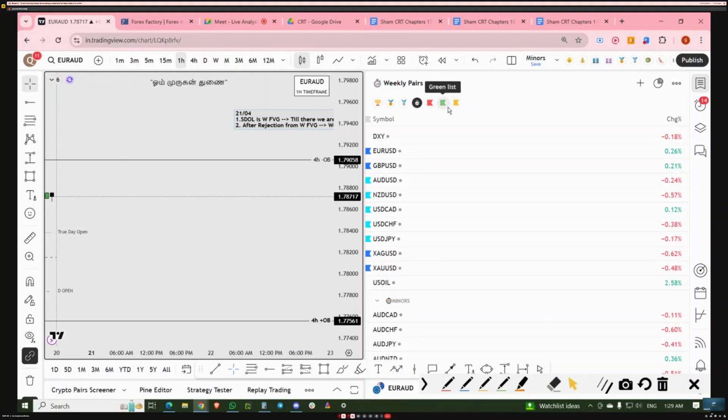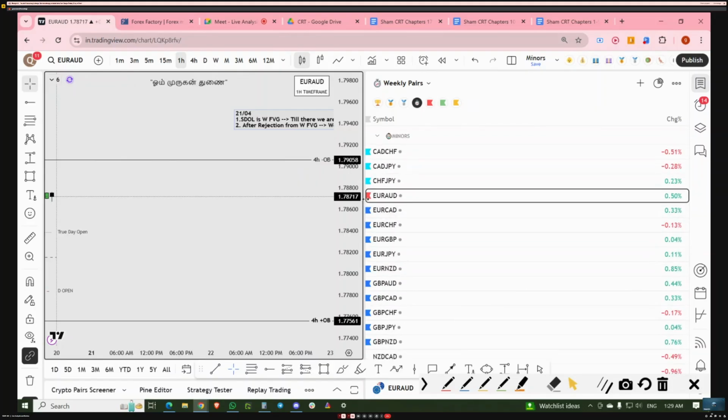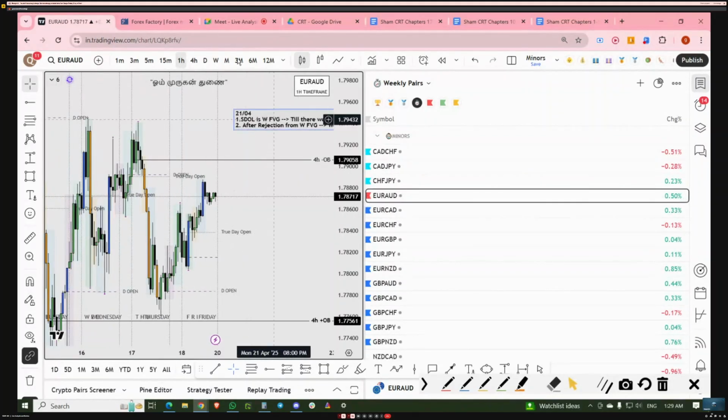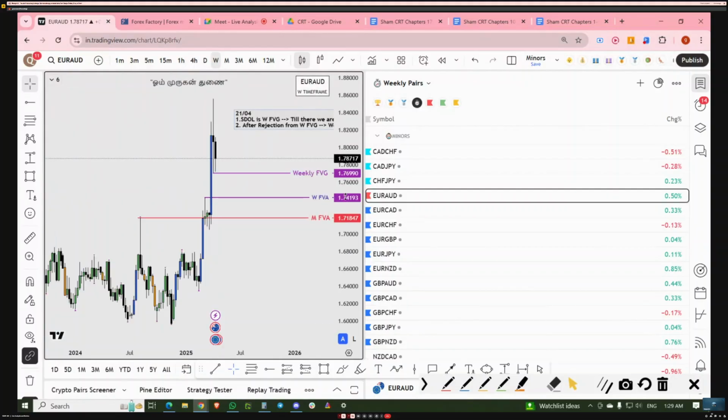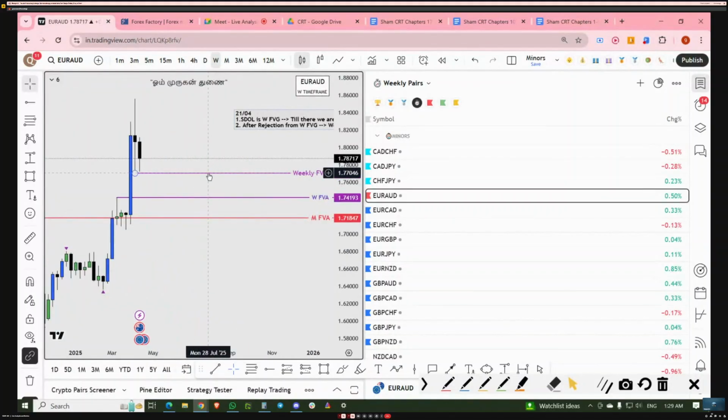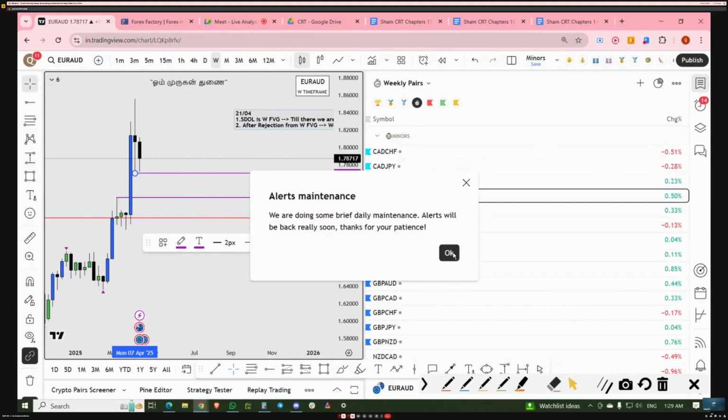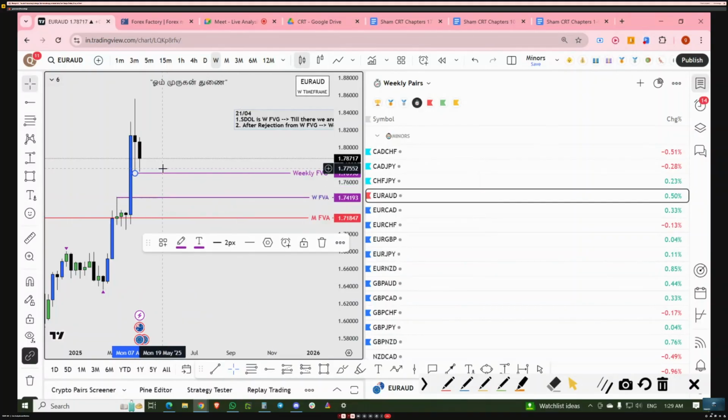So if you just see here, currently I put this in red. But once this FVG has been triggered, we'll move them into the long trading entries. So that's the concept, sir. This is the analysis, and this is the narrative.